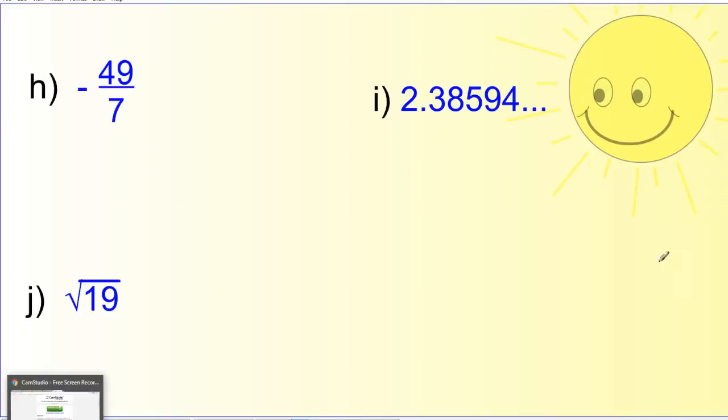Here are the last 3 for you to try, at least in this row. So you got H, I, and J. Go ahead and pause the video. Try these 3 right now. When you're ready to continue, hit play, and we'll go through them together.